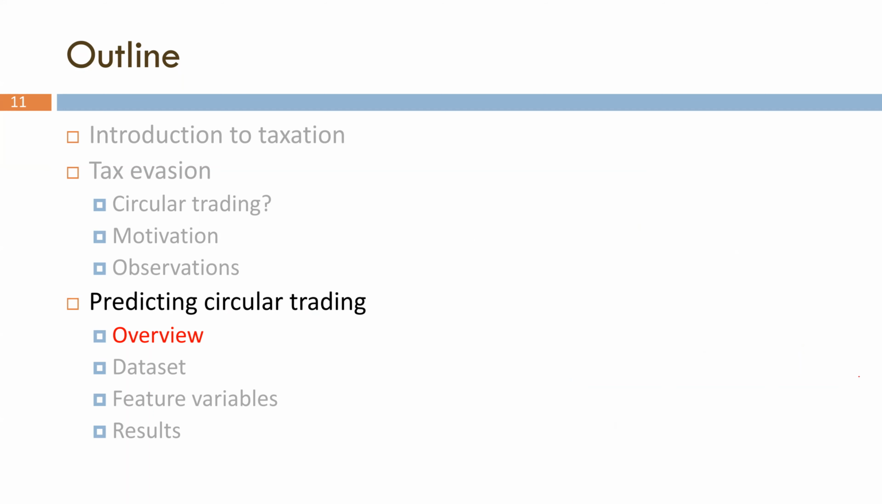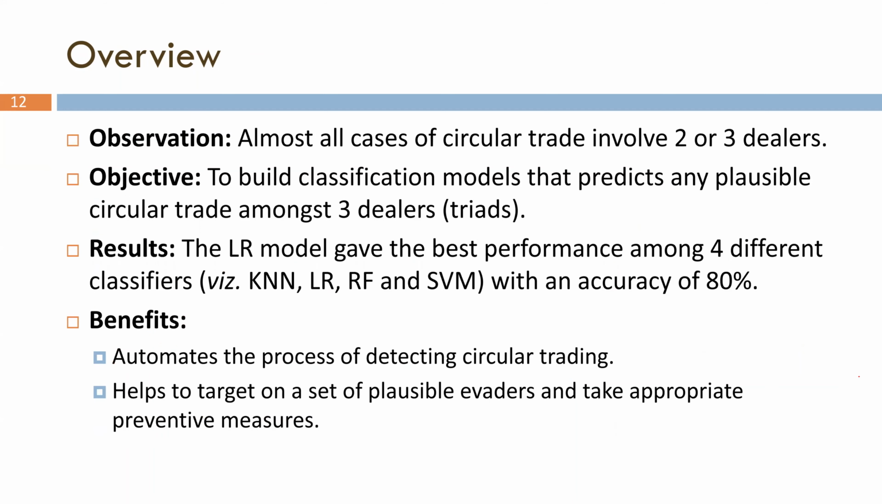Now let's go to the crux of the presentation, that is predicting circular trading. Let's see the overview of the work. The main observation that we have seen is that most of the circular trading happens because of 2 or 3 dealers. And our objective in this paper is to build classification models that predict any plausible circular trade between 3 dealers. We are not taking care of 2 here, but 3 dealers. And such cycles between 3 dealers are called triads in the literature.